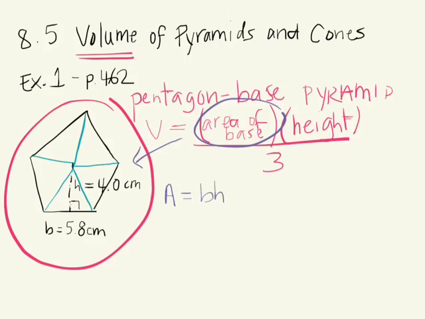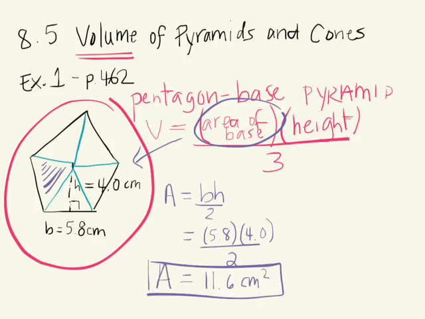Yep. Base times height divided by 2. Do we have the base of the triangle? What is it? 5.8 times the height of the triangle divided by 2, and that will give us the area of one of the triangles in this pentagon. When we calculate it, we find the area of one of the triangles is 11.6 centimeters squared, and how many triangles are in this pentagon? 5, so we're going to multiply 11.6 times 5.